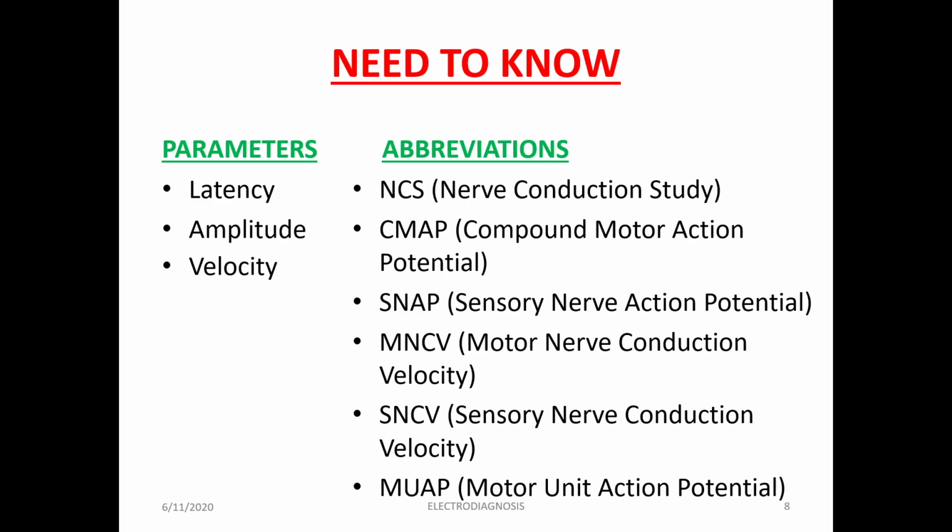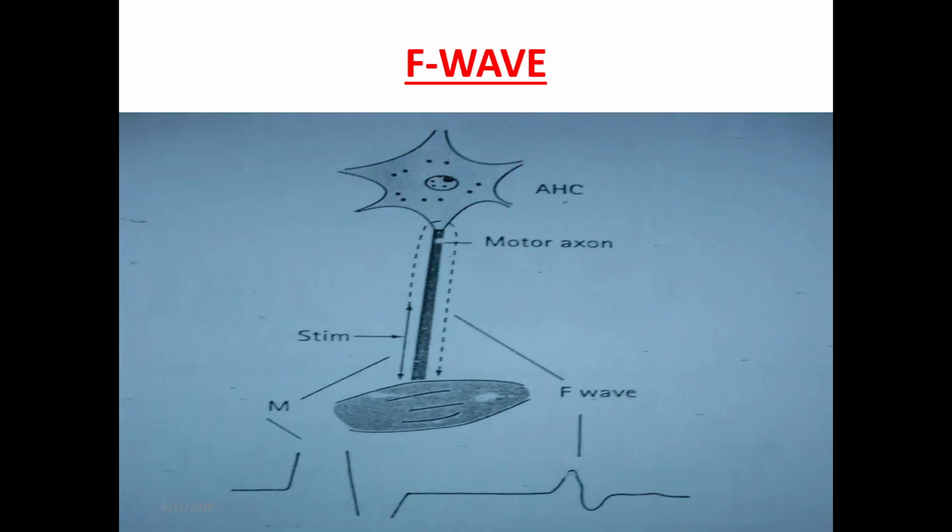Now these are a few abbreviations, you can read them out. NCS, nerve conduction study; CMAP, compound motor action potential; SNAP, sensory nerve action potential; MNCV, motor nerve conduction velocity; SNCV, sensory nerve conduction velocity; MUAP, motor unit action potential. All these abbreviations will be found in the report. Now coming to F wave.